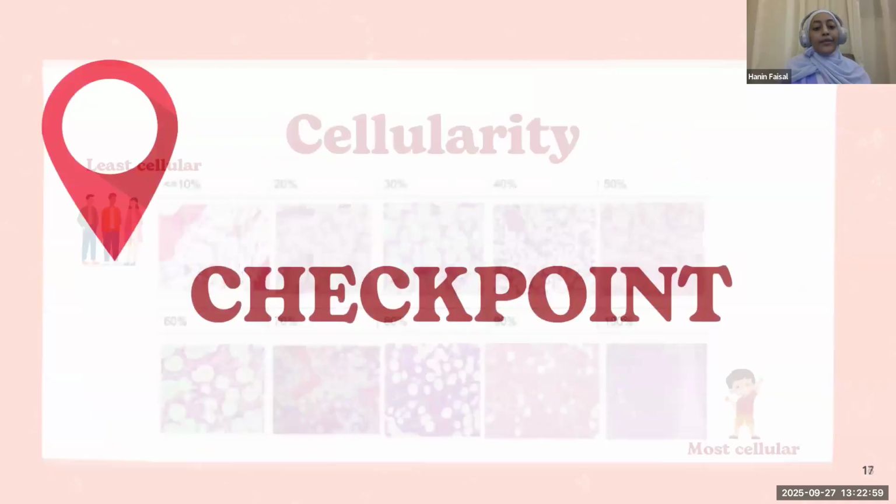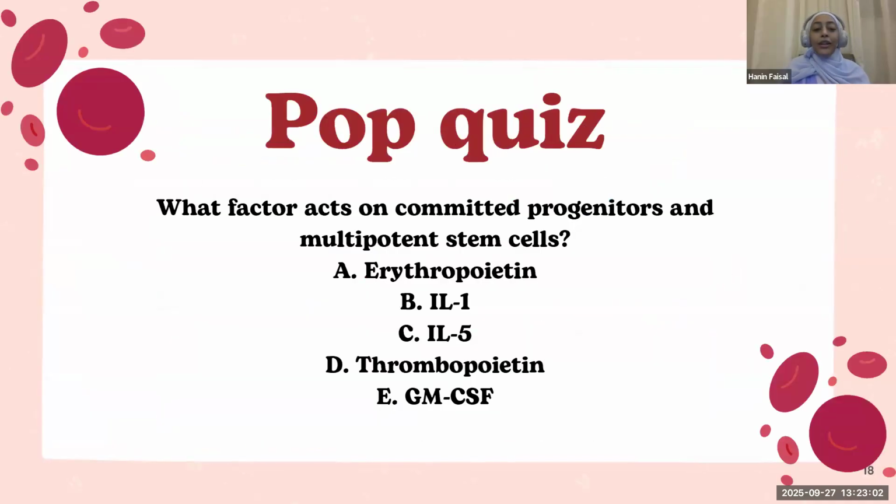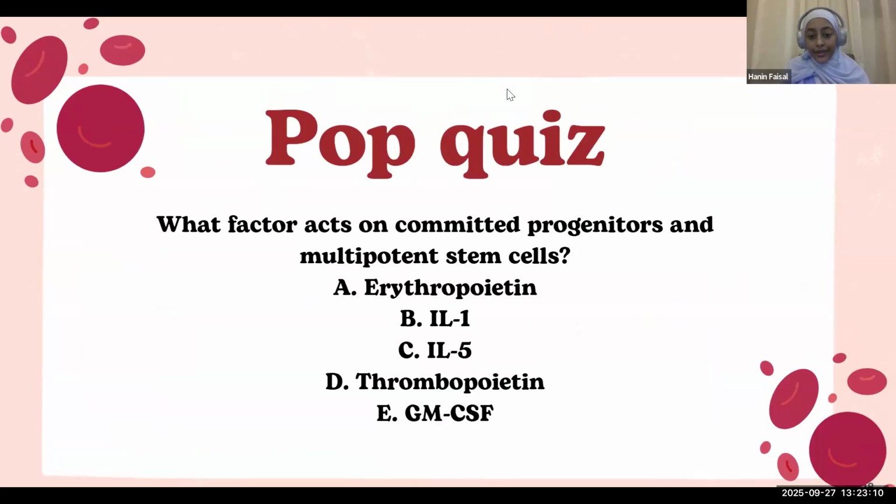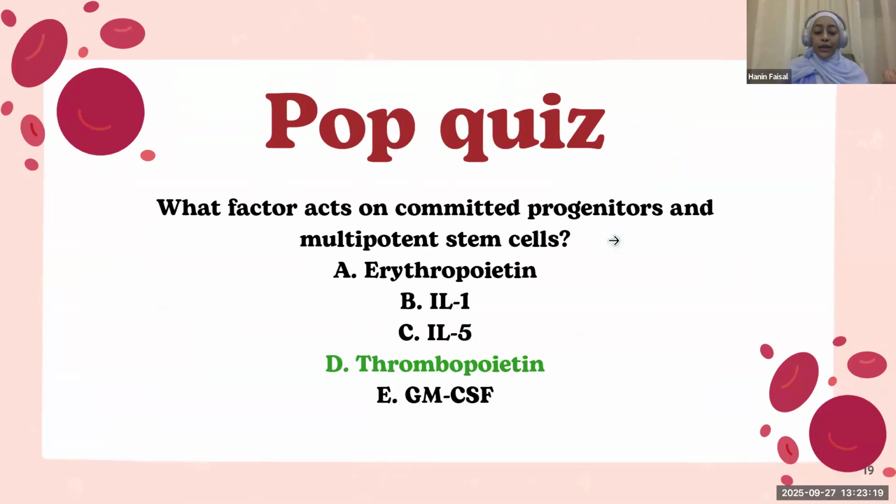So now I have a question for you guys, which is related to the table. You got a lot of questions on this table, so please make sure to memorize it. Yes, you got it right. It's thrombopoietin. If you look back to the table, thrombopoietin is the one that acts on both of them. Interleukin-1 mainly acts on your stroma cells. Erythropoietin acts on your progenitor cells. The question is asking which one acts on both, so the answer is thrombopoietin.